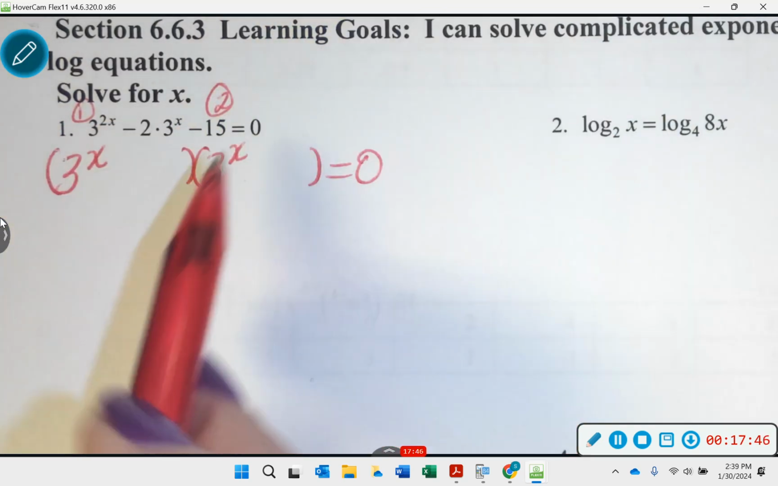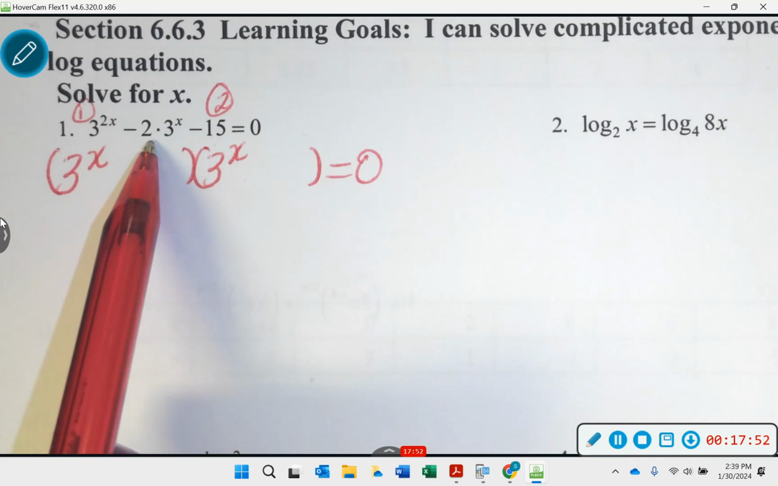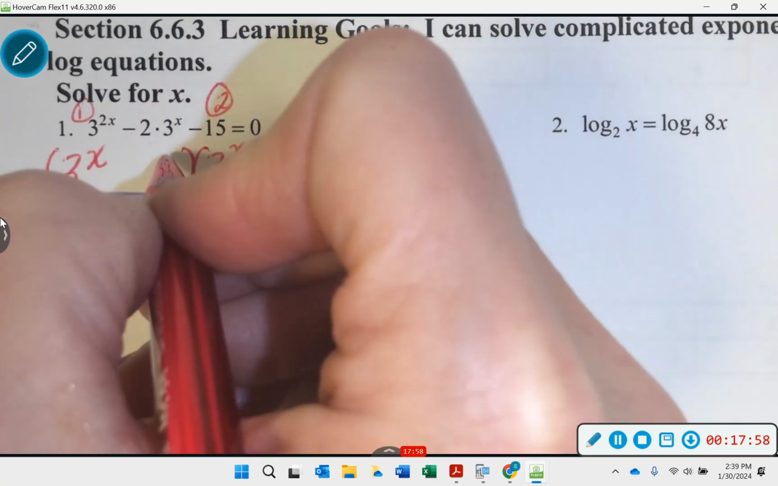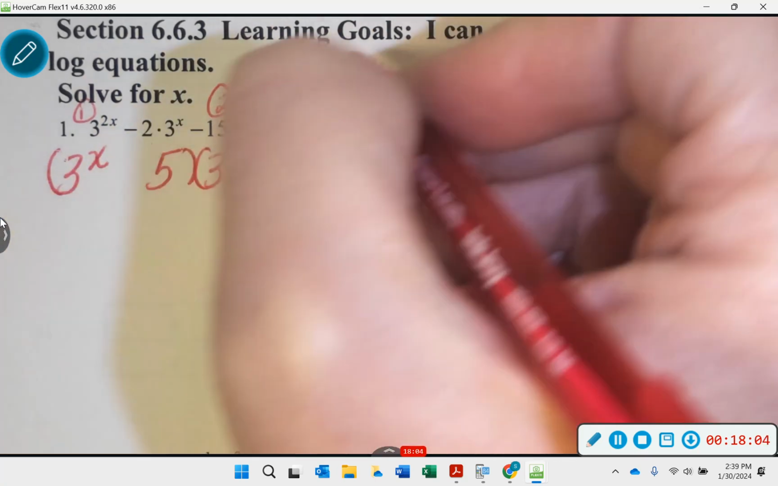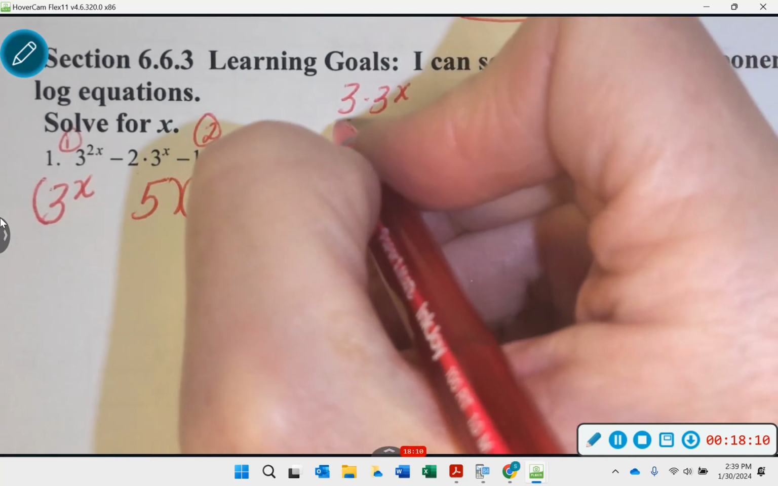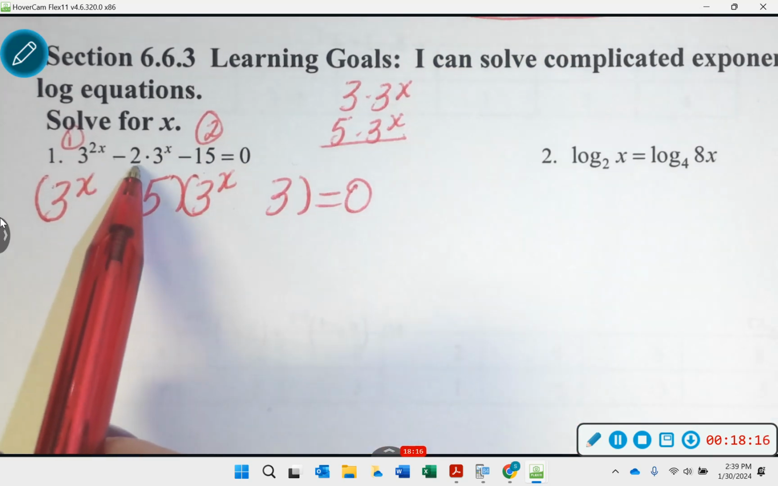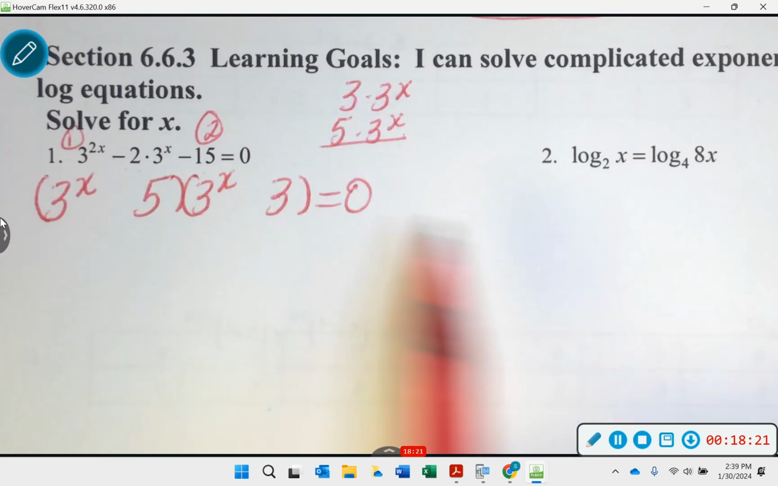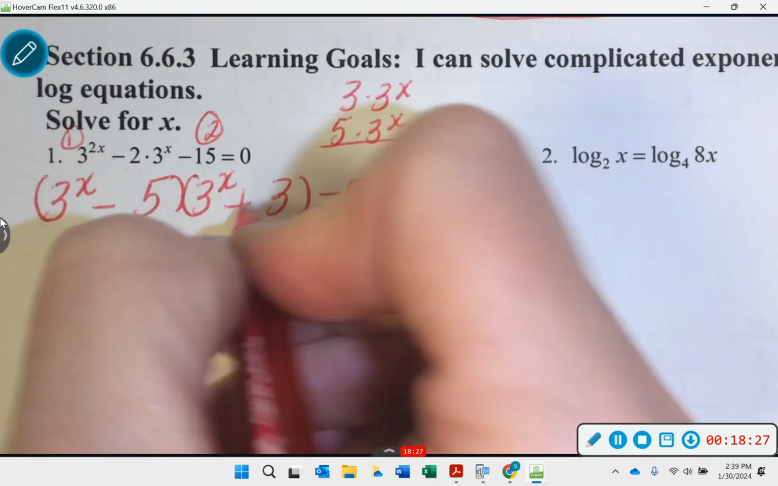Now I'm going to look here. What factors of 15 will subtract to give me 2? Factors of 15 that subtract to be 2. 5 and 3. When we check the outers, 3 times 3 to the x is what we get. When we check the inners, 5 times 3 to the x is what we get. We're trying to get a negative 2 times 3 to the x. Do you know how the signs need to go to make that happen? Yeah, we need a minus 5 and a plus 3.